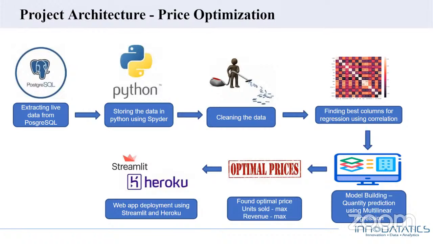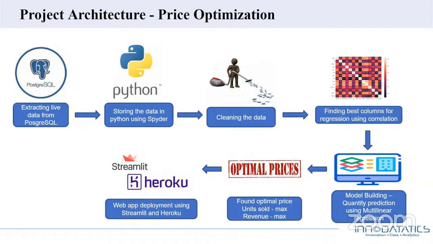Now let's understand the project architecture for price optimization. Since the client uses PostgreSQL for their database management, firstly, we extract the data from the PostgreSQL database using SQL queries and then store the data as a data frame in Python using Spyder IDE. We open a connection between PostgreSQL and Python for this purpose.